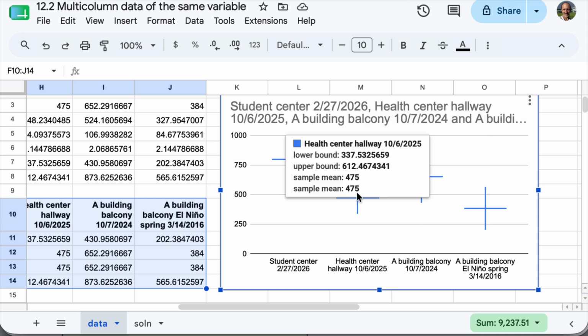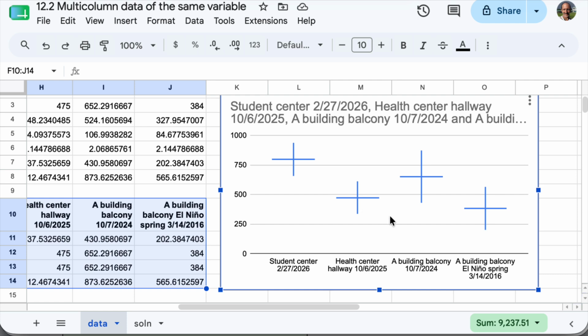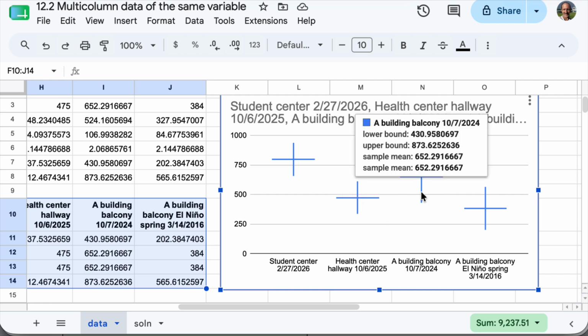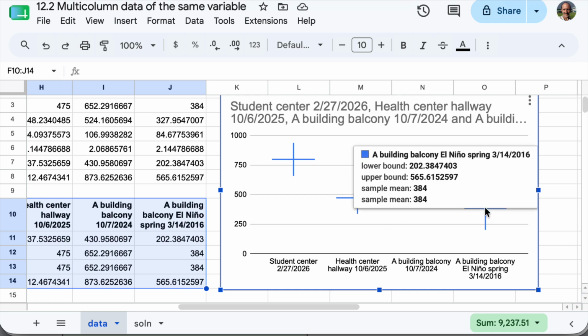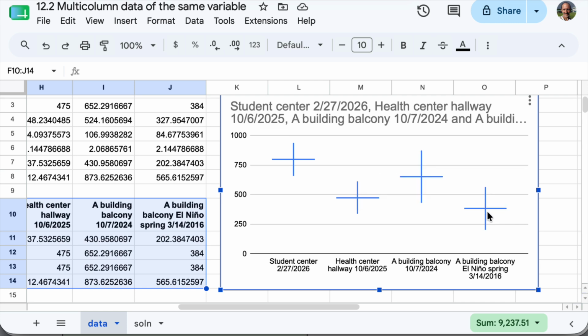It's also a possible population mean for the health center. They're not separated, not significantly. The A building balcony has the same issue. It's overlapping. Its population mean could be the population mean of the health center and the A building balcony. So this is also not separated from these.